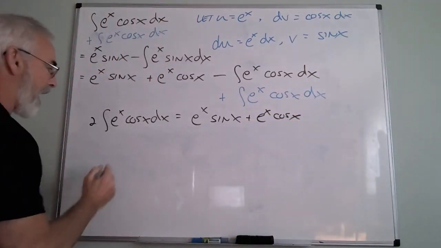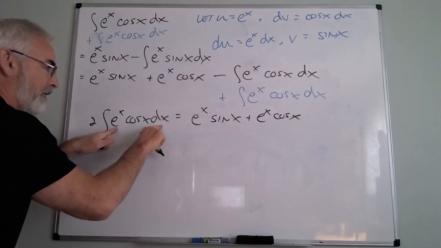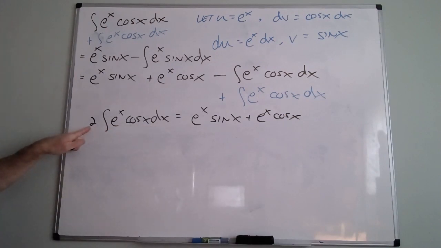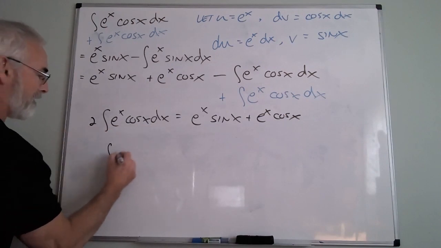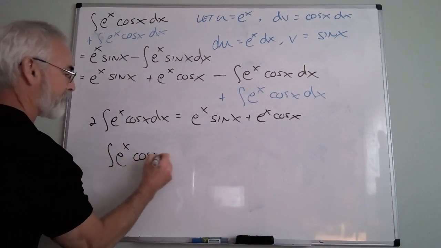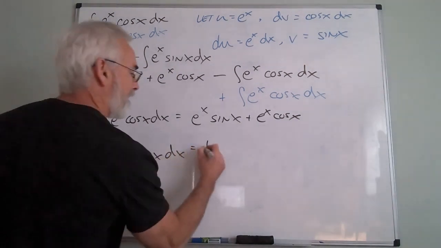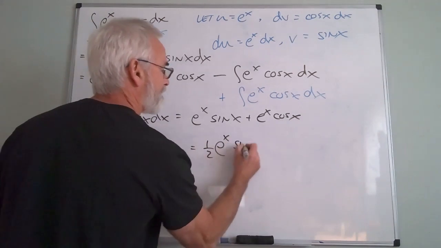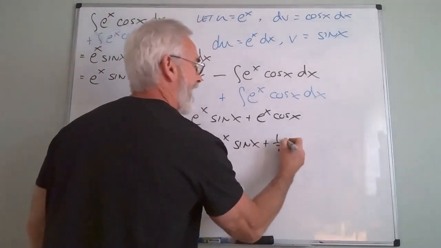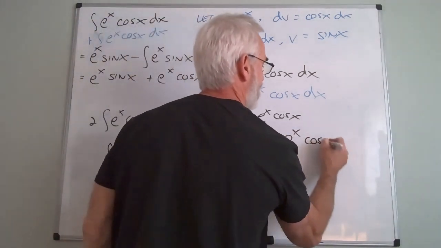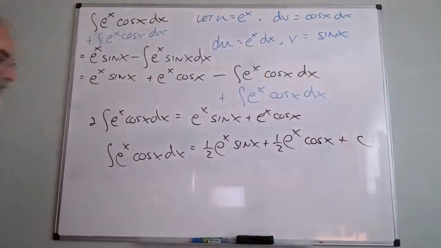Remember, the problem was to find the value of this integral. I know what 2 times this integral is. Therefore, the integral that I was asking from the very beginning is simply 1/2 e to the x sine x plus 1/2 e to the x cos x plus c.